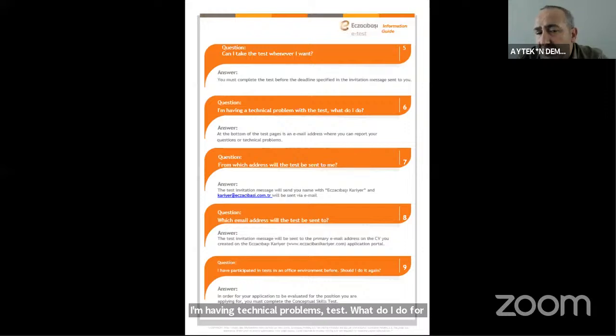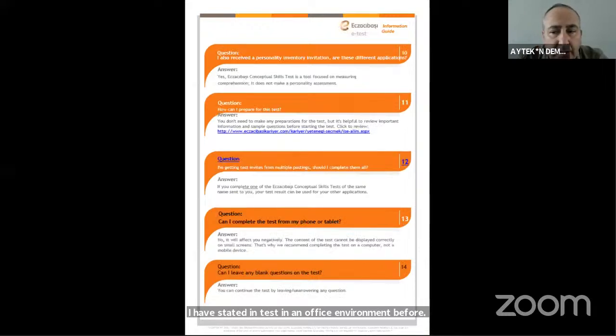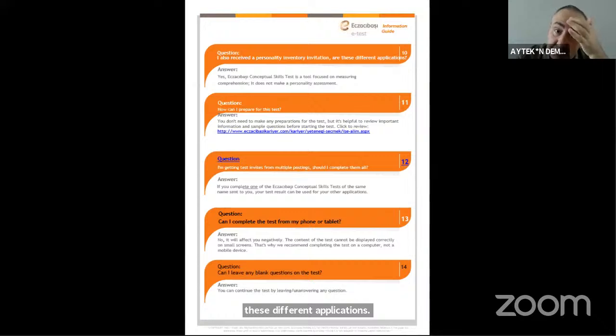From which address will the test be sent to me? Which email address will the test be sent to? I have participated in tests in an office environment before. Should I do it again, for example? I also received a personality inventory invitation. Are these different applications? How can I prepare for the test? I'm getting test invites from multiple postings. Should I complete them all?